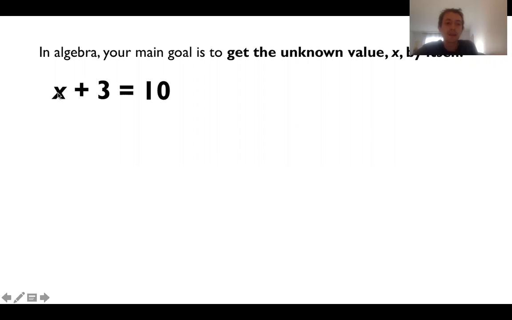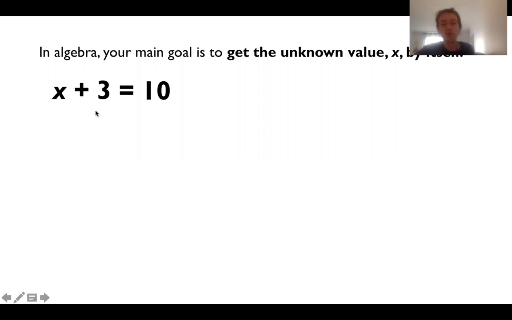So here, a lot of you looked at this and said, well, X has got to be 7 because 7 plus 3 equals 10. And you're right to think that. But what you need to start doing is showing it by writing down a procedure. What we did last time was we realized that I've got to get this letter by itself. That's my main goal in algebra. And right now it's not by itself. It's got a plus 3 next to it.